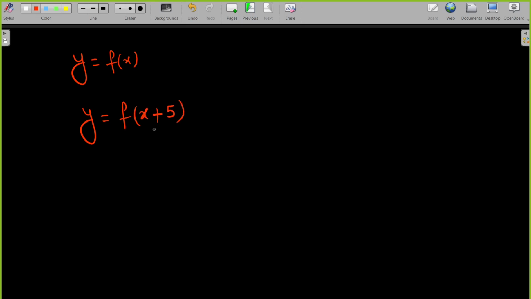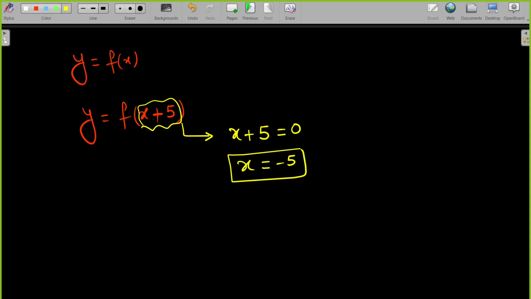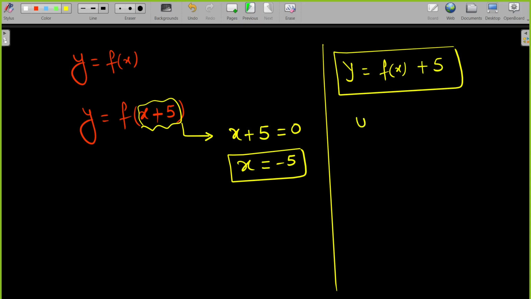So see, y equals f of x and y equals f of x minus 5 or plus 5, suppose. If you want to find the change due to this transformation, what do you have to do? You have to make this factor 0. So you will get x equals minus 5. It means your x coordinate is going to be shifted to the left by 5 units. But if you have y equals f of x plus 5, this one is telling you that the y coordinate is going to go up by 5 units.